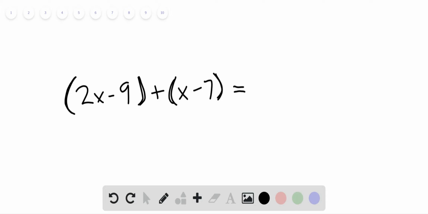In this first set of parentheses, I have an x and a 9. In the second, I have x and then a number. So there's nothing that I can do there. So now let's try to combine what's in the parentheses.